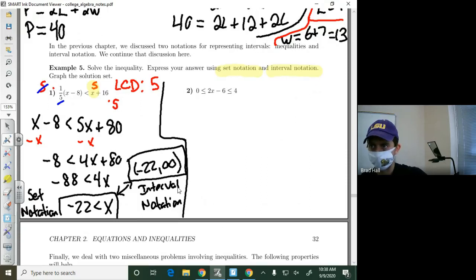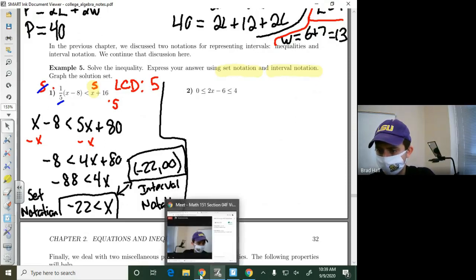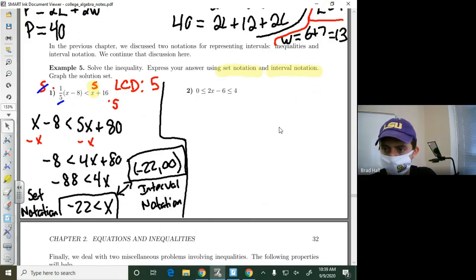Anyone have any questions about this so far? If not, let's move on to problem 2, which is a compound inequality.